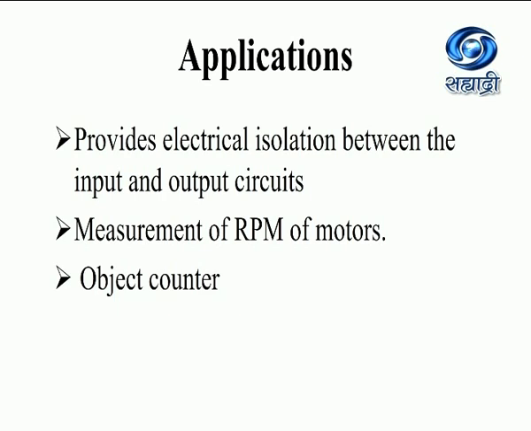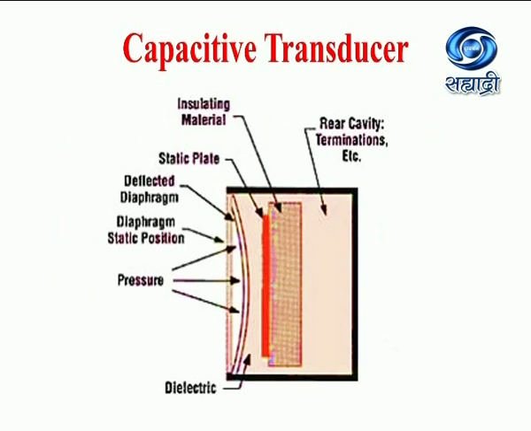It is also used in measurement of RPM of motor, that is rotations per minute of motors. We can use this optocoupler in AC motors also. It is also used in object counter. So basically this optocoupler is used for optical instruments. Next type of transducer is the capacitive transducer.